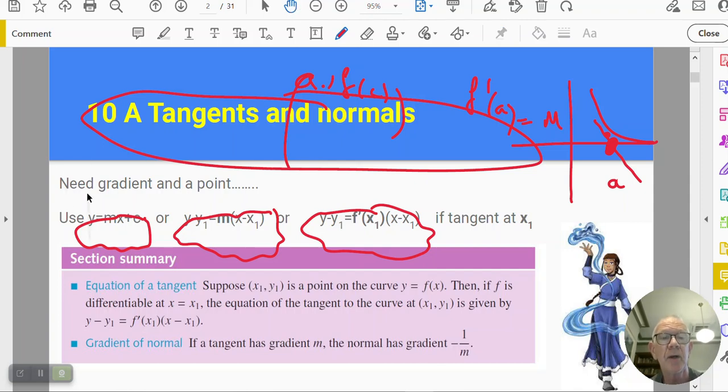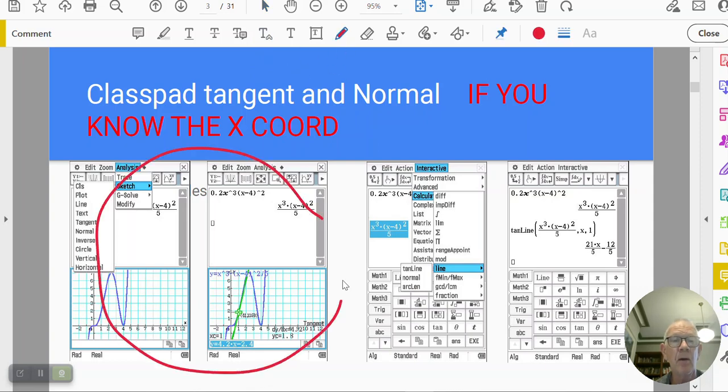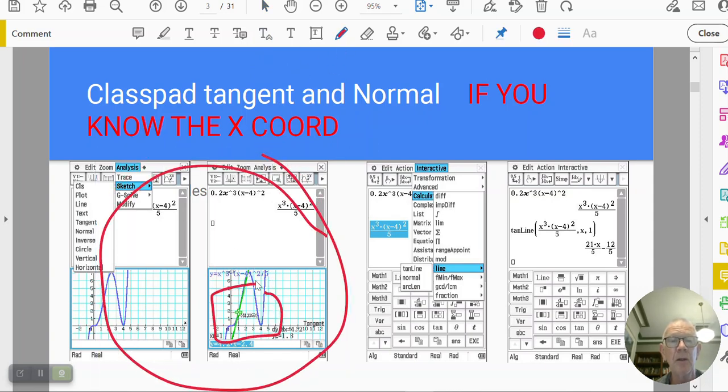So we'll use our straight line maths. If we know where the tangent's attached, I can use my calculator, using the graphing component, but the equation will be given to you in decimal form, or using the interactive calculation tan line, and the equation will be given to you in exact form.